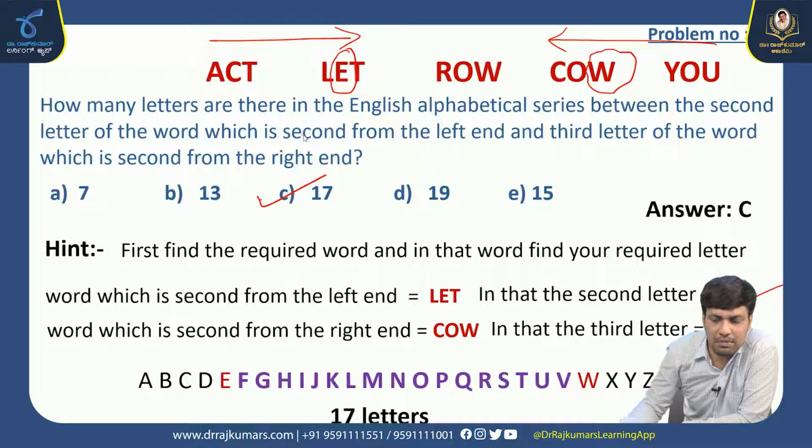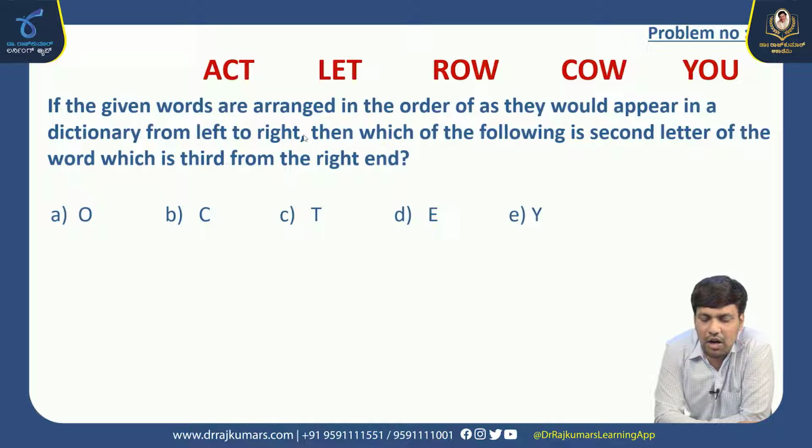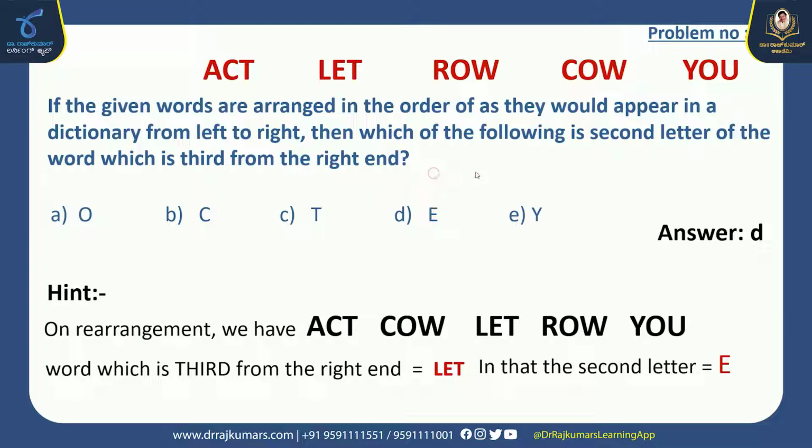Moving on to our next question. If the given words are arranged in the order in which they would appear in the dictionary from left end to right end, then which of the following is the second letter of the word which is third from the right end? Always remember, you need to first find the word and then in the word find your required letter. Here, the condition is that we need to arrange the words as per the English dictionary. Let's check it out now. On rearrangement, we have at, cow, let, row and you.